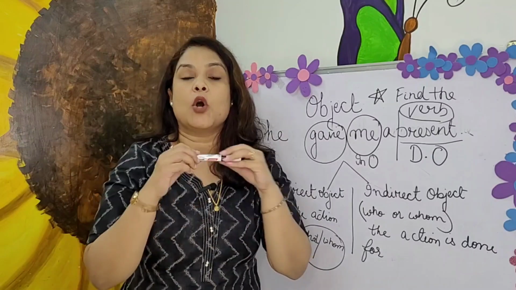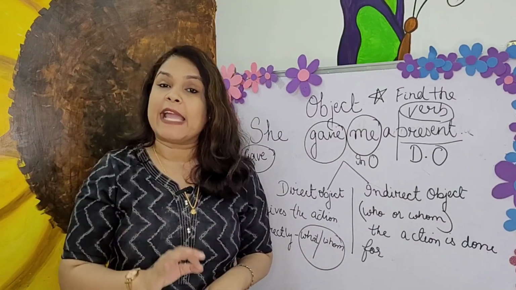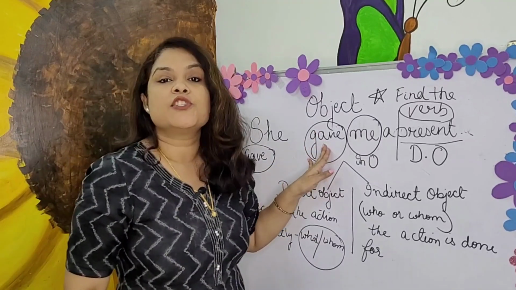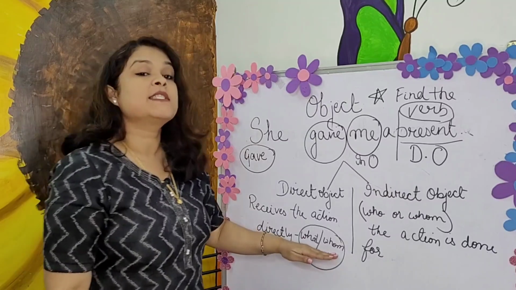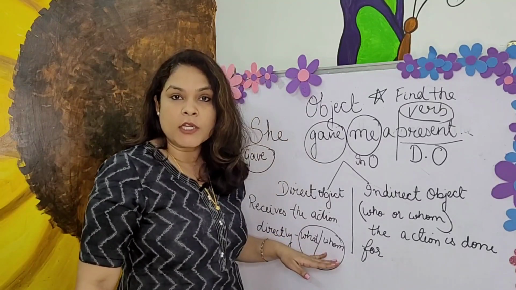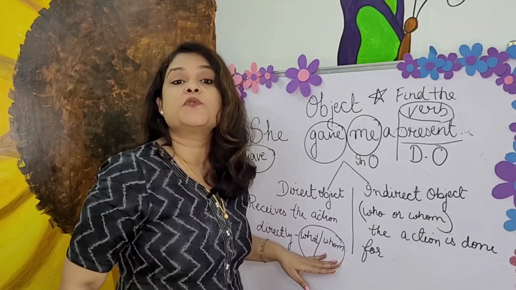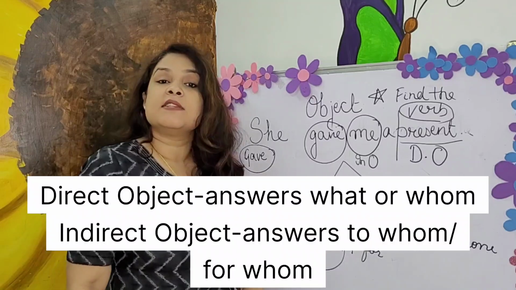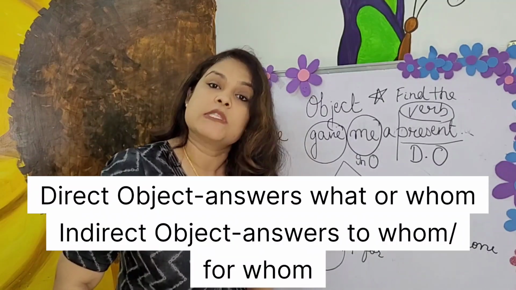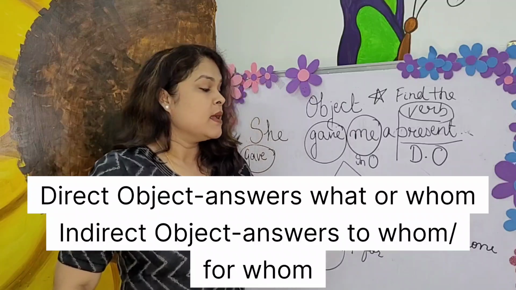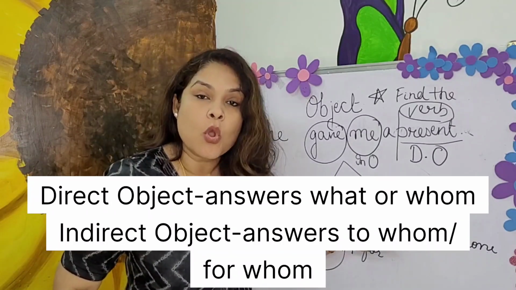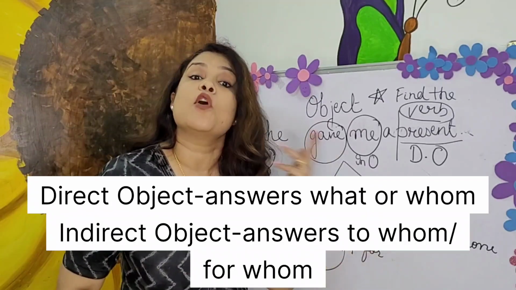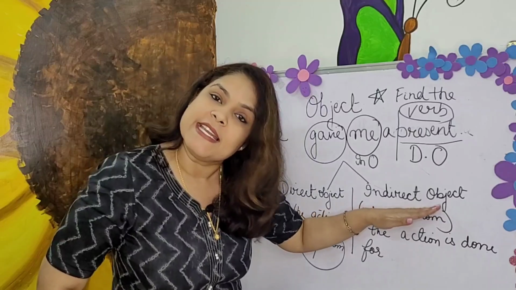I will repeat it again. When we have to find the object in a sentence, first of all, find the verb. Once you find the verb, the second thing is to ask questions to the verb. The first question you can ask is what or whom. The word which satisfies this answer will be the direct object, and it is receiving the action directly. उसके ऊपर ये action directly है. Second, if you ask the question who or whom, the action is done for whom? That will be your indirect object.